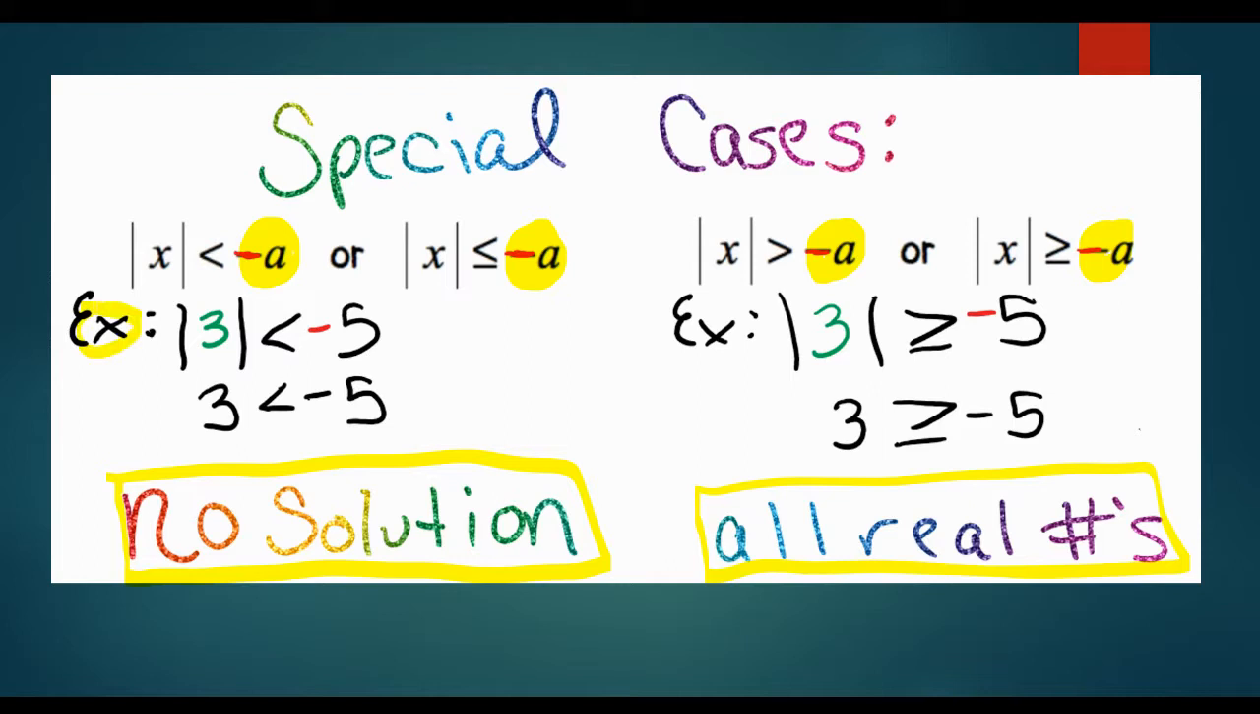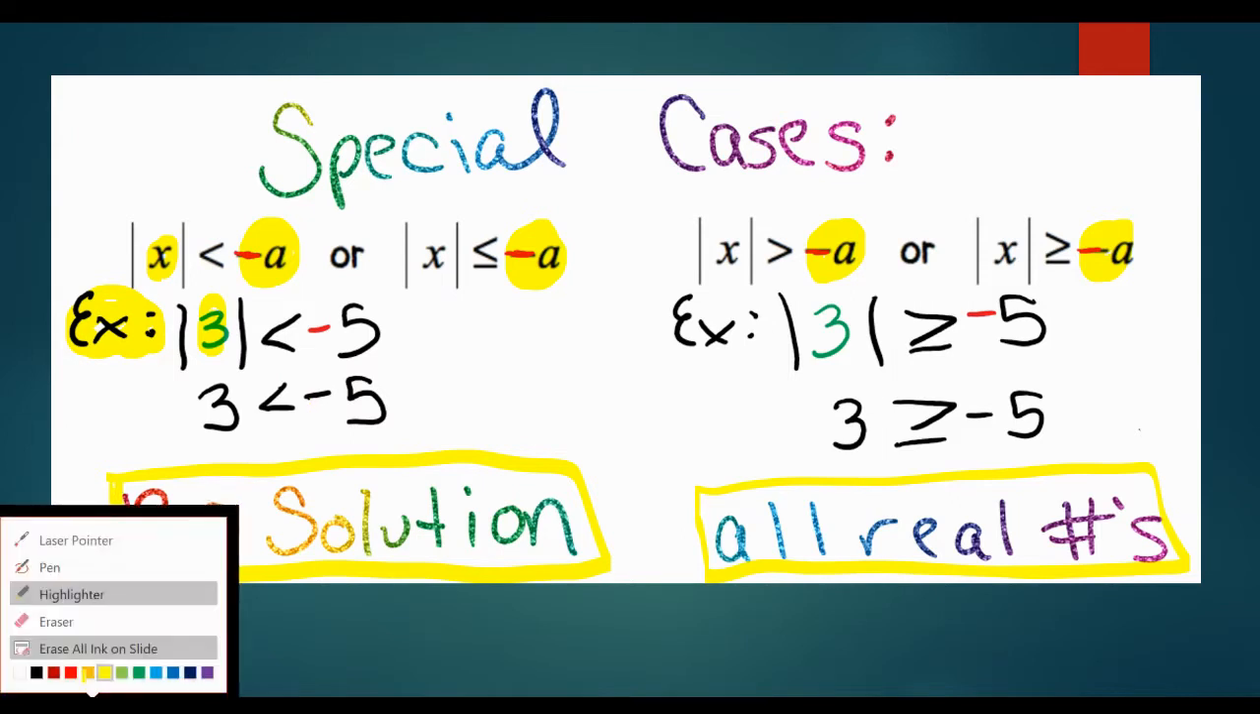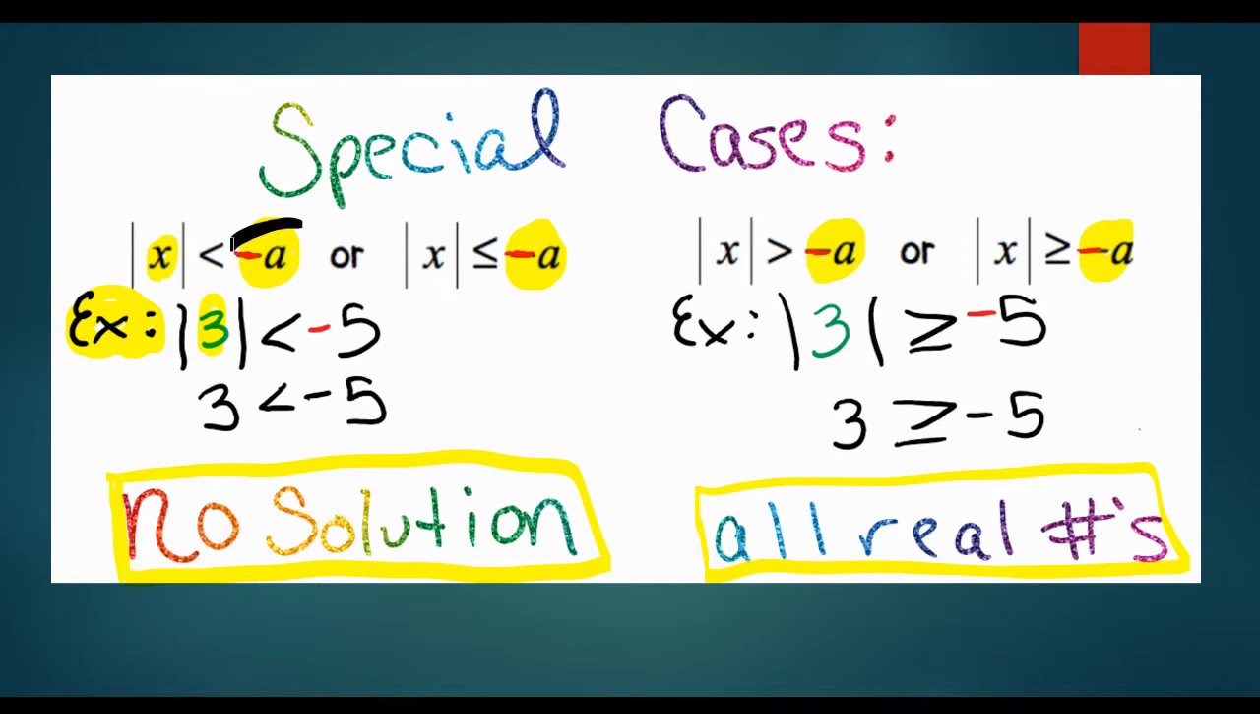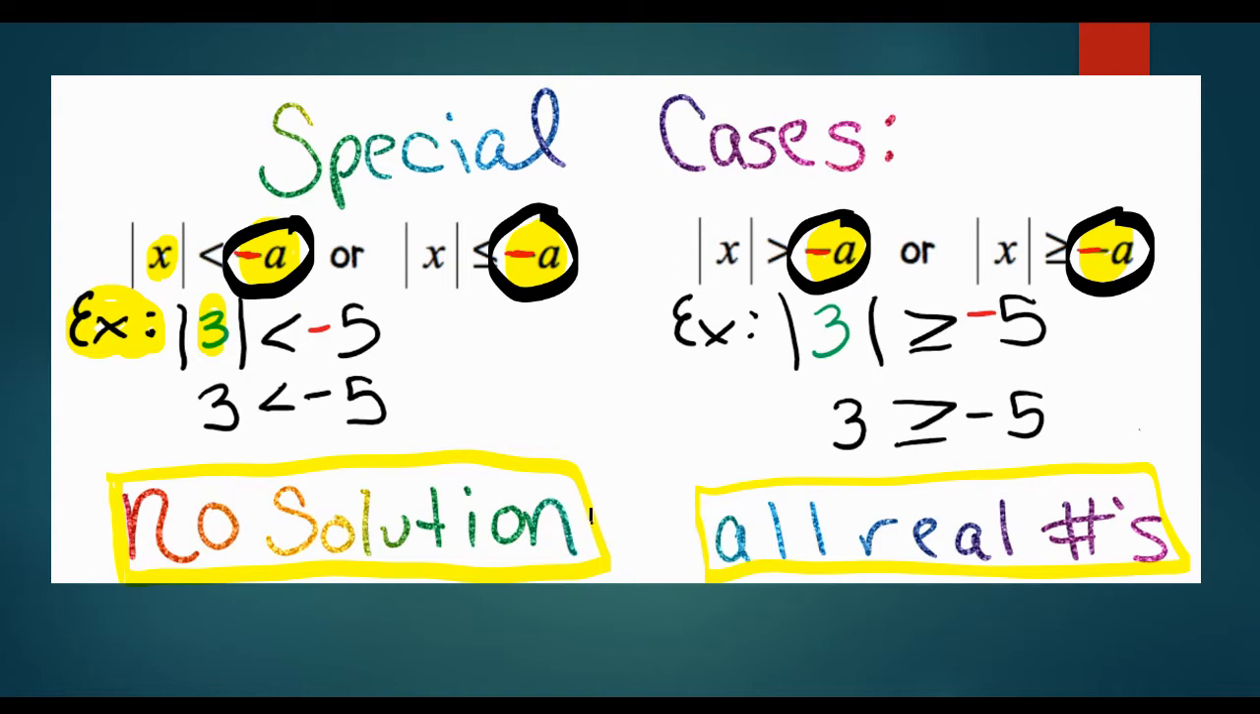So this example right here is just trying to show you that if you chose a number 3 and put it right here and said it was less than -5, that could never be true. 3 is less than -5. That's not true. So all you need to take away from this is, if your beginning problem at the very beginning is a negative number, then there's an issue. It's a special case, and your answer would be no solution.